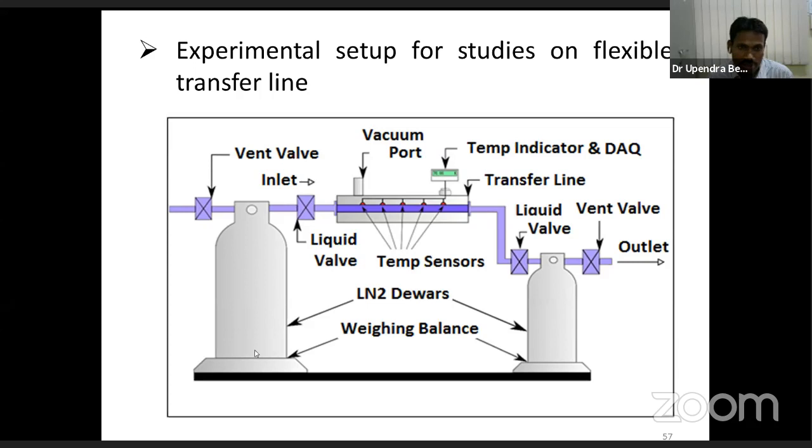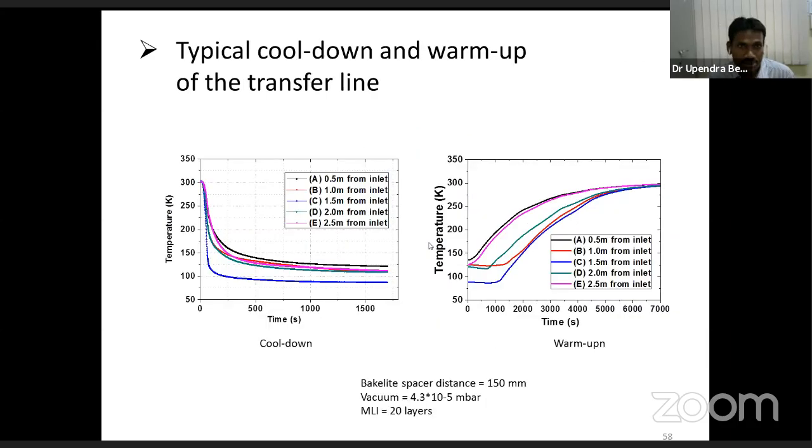And the quantity of liquid supplied and the quantity of liquid received in the receiver container is weighed by these electronic weighing balances and recorded in the computer. So in this way, we study the temperature, the cool down of the line, the warm-up of the line. This shows the typical cool down curve for the transfer line, a 3 meter long transfer line.